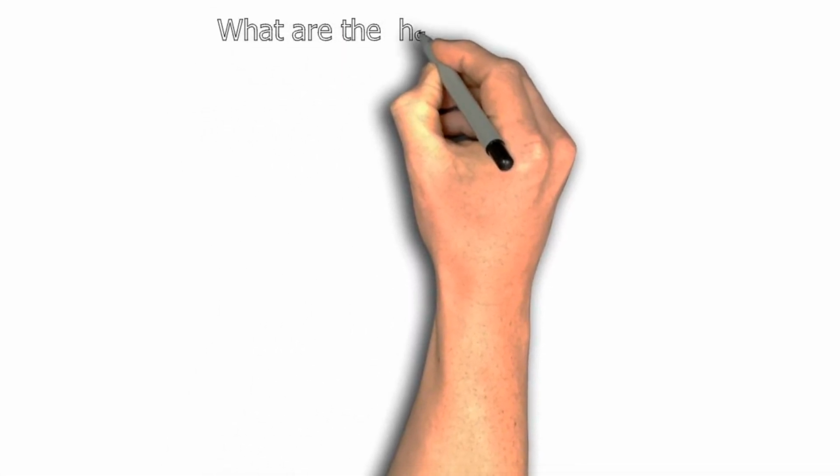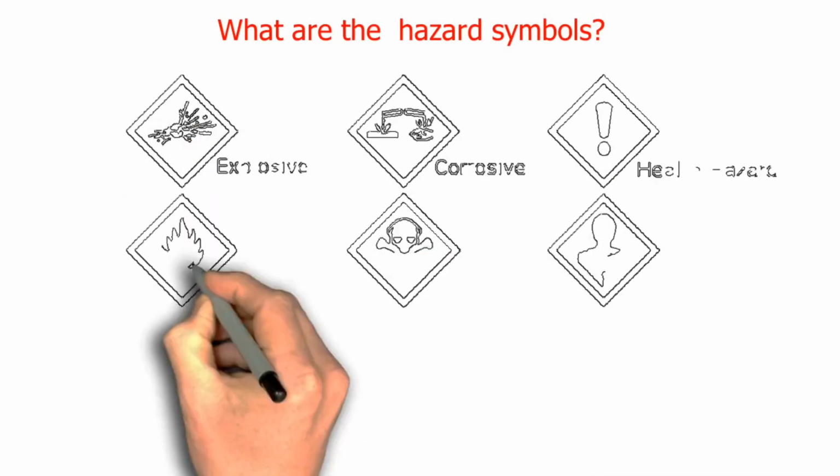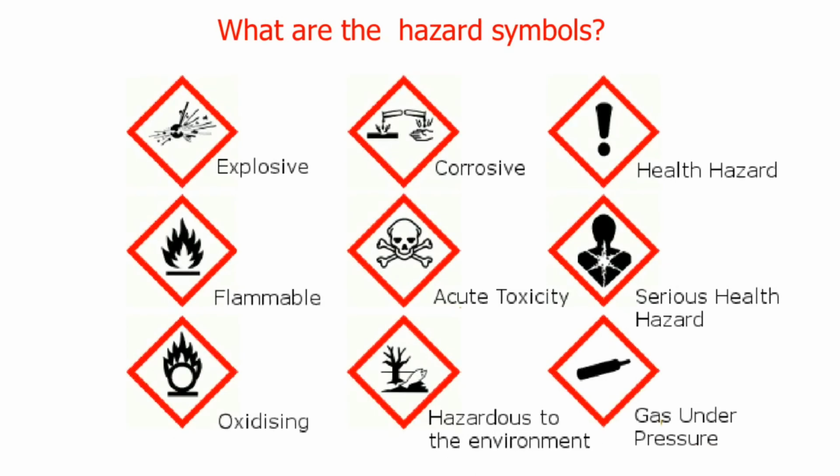What are the hazard symbols? Explosive, symbol, exploding bomb. Flammable, symbol, flame. Oxidizing, symbol, flame over circle. Corrosive, symbol, corrosion. Acute toxicity, symbol, skull and crossbones. Hazardous to the environment, symbol, dead tree and fish.